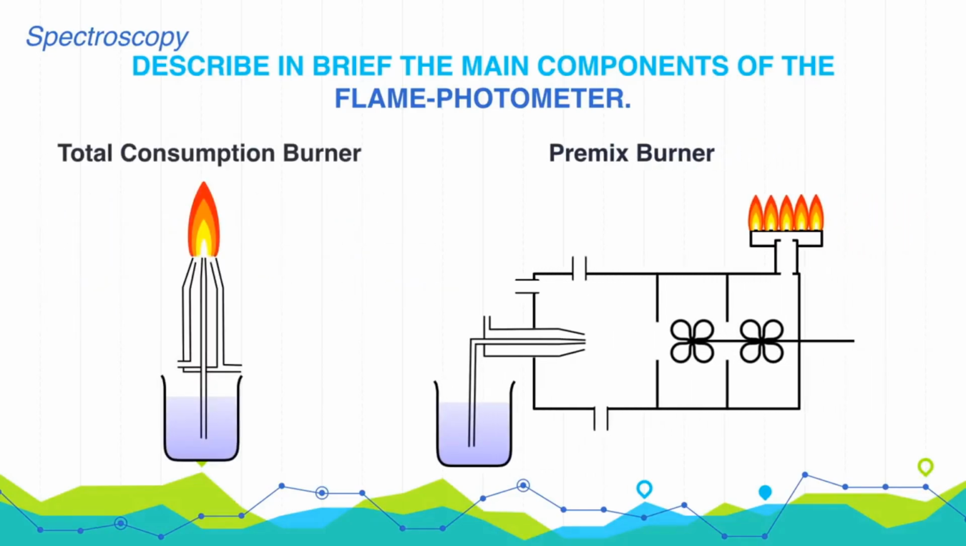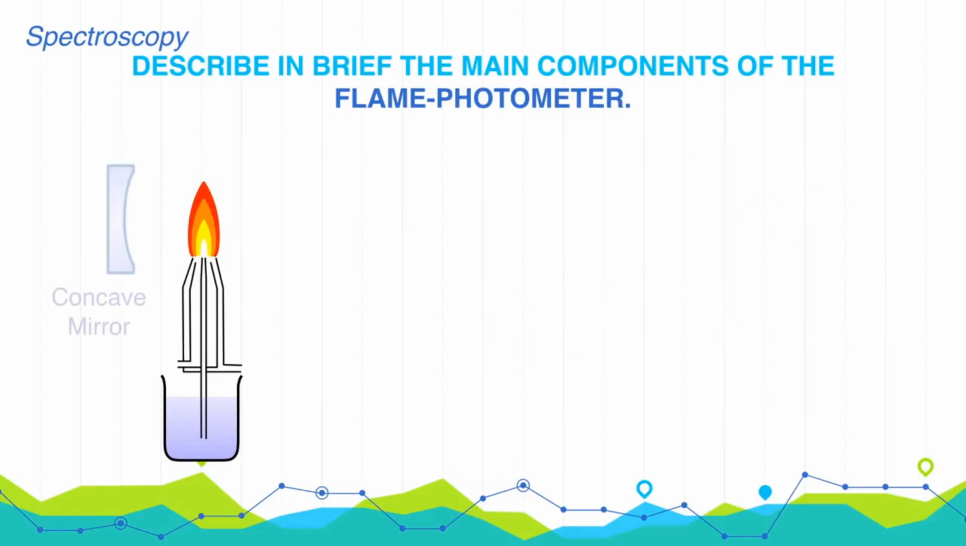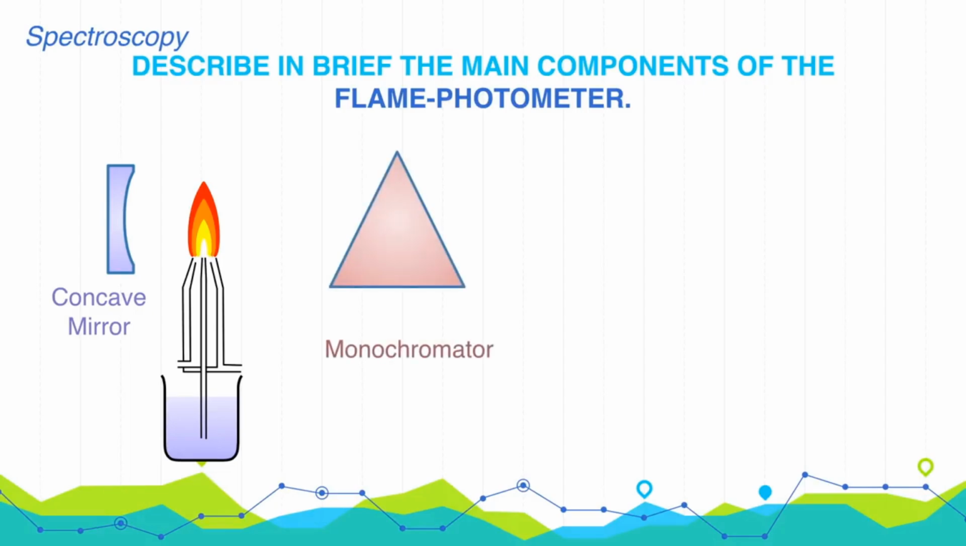So let's discuss the other components of the flame photometer. These are concave mirrors. All the radiations which are emitted by the excited atoms are collected by the concave mirror and are passed to the monochromator. Next comes the monochromator. The radiations are dispersed into different wavelengths by rotating the prism or monochromator. The radiations of one wavelength value are incident at a time on the photocell.